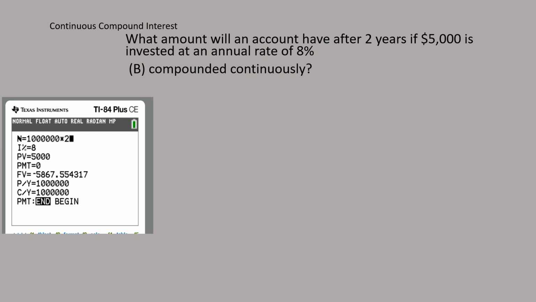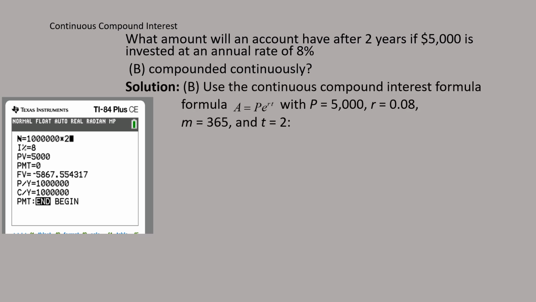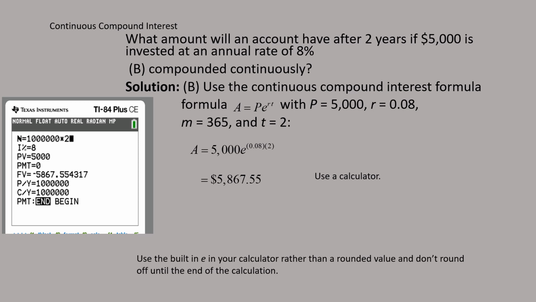So for 5,000, when you are investing 5,000 for 2 years, after 2 years the future value will be this. And if you want, you can compare that result with the previous result that we had.